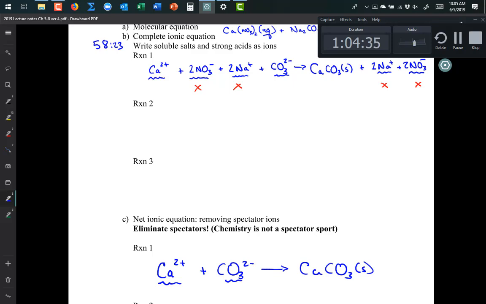So the total ionic equation shows everything that's aqueous and the strong acids as ions. And then the net ionic equation, I only show the stuff that changes. And the reason we like net ionic equations is it's really clear to see what's happening in the solution. Because all the sodiums are not doing anything, all the nitrates are not doing anything, but these are the things that are doing things. And so it helps us to identify what's actually happening in the solution.